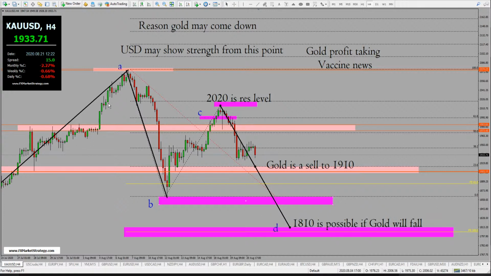basically, you want AB to equal CD. That's the story. So we want to see AB equal CD. That's basically what we want to see. So if this will continue down to come down to here, that's possibly a good profit to take and get out of the trade. Okay, guys.